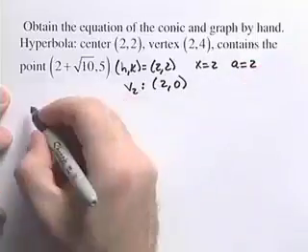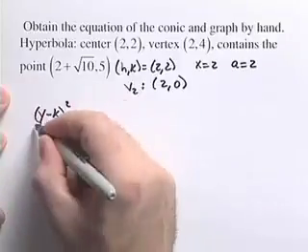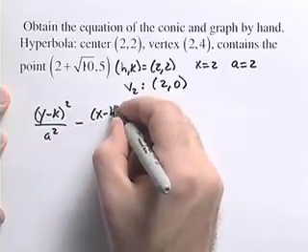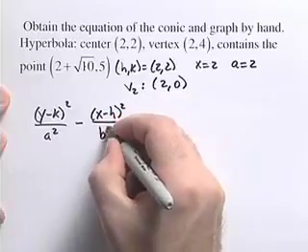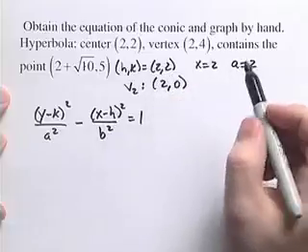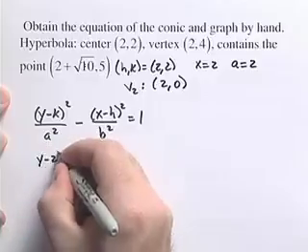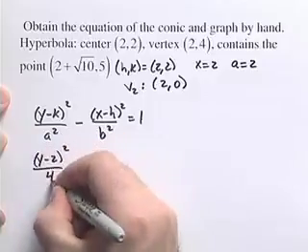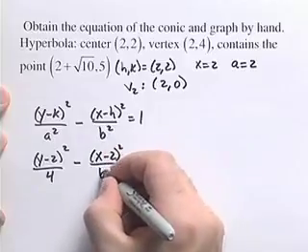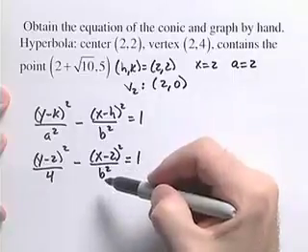The form of our equation then is going to be (y minus k) quantity squared over a squared minus (x minus h) quantity squared over b squared is equal to 1. We know that h is 2, k is 2, and that a is equal to 2. So that gives us the form (y minus 2) quantity squared over 4 minus (x minus 2) quantity squared over b squared is equal to 1. We still need to determine the value for b squared.